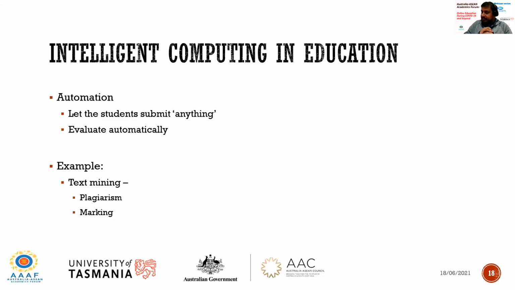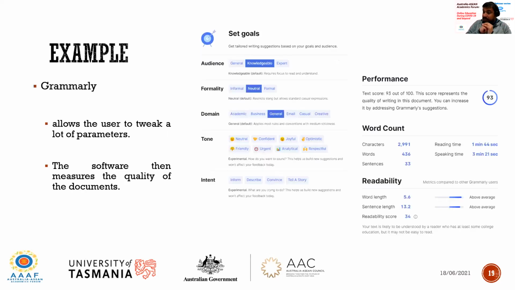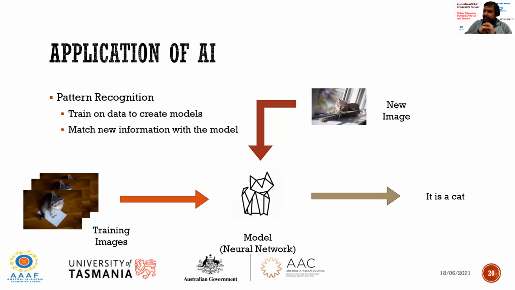So intelligent computing is already being used in education in the context of, say, text mining, which is used to detect plagiarism and also for scoring and marking a lot. Just as an example, people use Grammarly to set some parameters like who the audience is, or the domain and the tone and all those things. The software then gives a score like 93 out of 100 in this context, analyzes the document, which is usually an essay or a paragraph, and figures out its readability and the correctness in terms of grammar and everything like that. So when we talk about remote labs, we can apply the same kind of idea there as well.